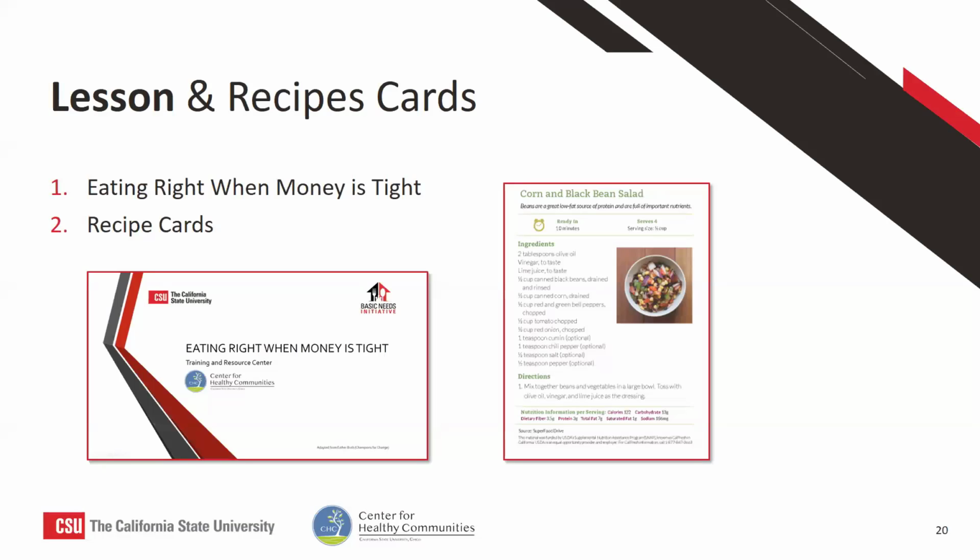And then finally, we do have an Eating Right When Money is Tight presentation that you can use as a nutrition education class. And of course, recipe cards, even though apparently they're not very popular, that you can print and keep in your pantry or CalFresh Outreach office. But you can also use those recipe cards to make some recipes and have those tastings in your pantry when students are coming in to pick things up.